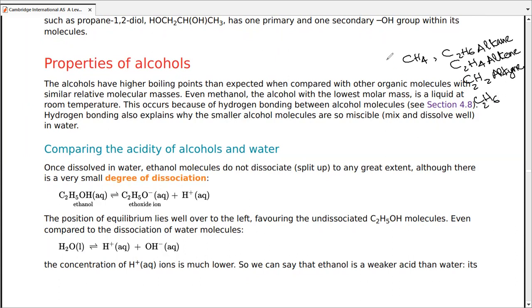So my bad, it shouldn't be H6, it's C2H5OH. This one also has two carbons. This is ethanol. Now, out of all of them, only ethanol is a liquid at room temperature. The rest are gases. They are gases because their molecular masses are so small. But apart from that, there is one big reason, and that big reason is hydrogen bonding between alcohol molecules.